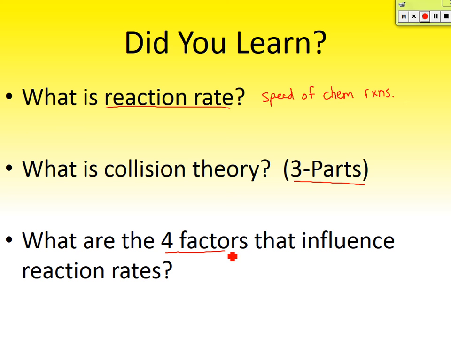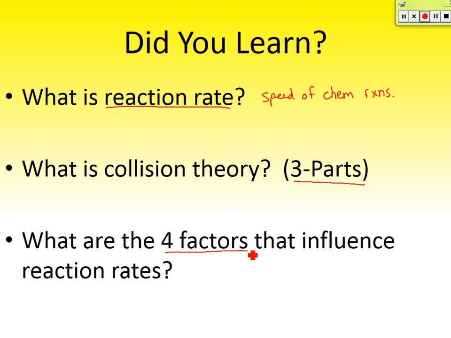And finally, what are the 4 factors that will influence reaction rates? We talked about 4 things that can make chemical reactions occur faster. Number 1, if you increase the temperature, what does that do to the reaction rate? It makes it go faster. So increase temperature, increase the rate. Number 2 was surface area. If you increase the surface area by breaking that reactant up into small pieces, this will increase the reaction rate. Number 3 was concentration. If you increase the concentration of the reactants, you will usually increase the reaction rate.